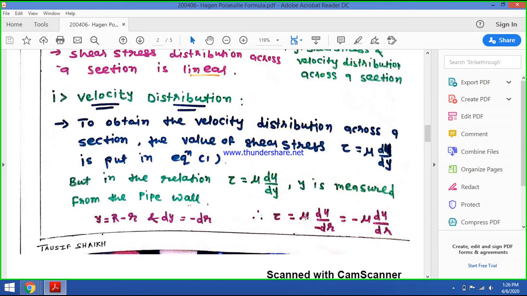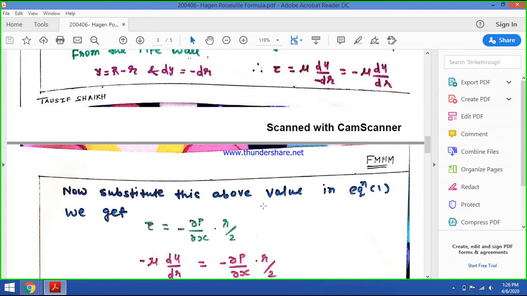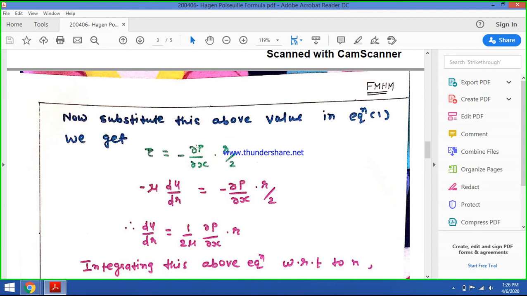Okay, so this equation becomes tau is equal to mu du by minus dr. Okay, and further we can write down this equation tau is equal to minus mu du by dr. Okay, so now what we have to do? Now we have to put the value of tau in equation number 1. Okay, so tau is equal to minus del p by del x into r by 2. This is equation number 1.